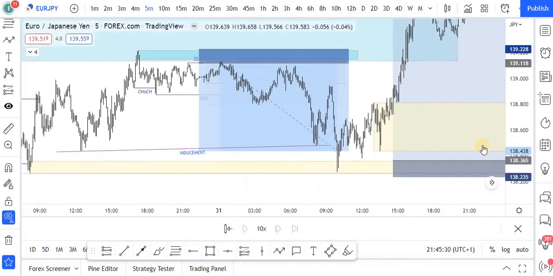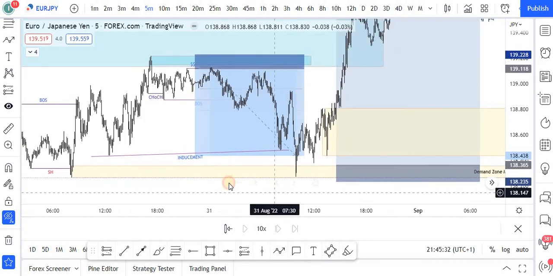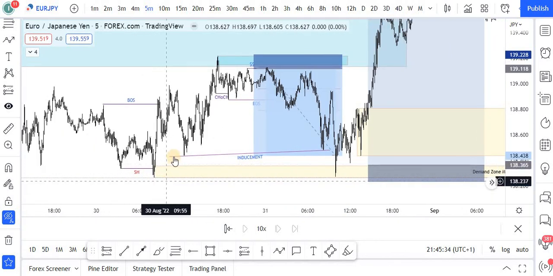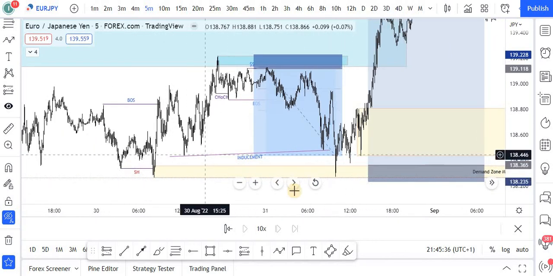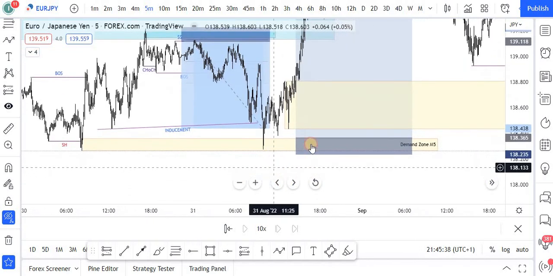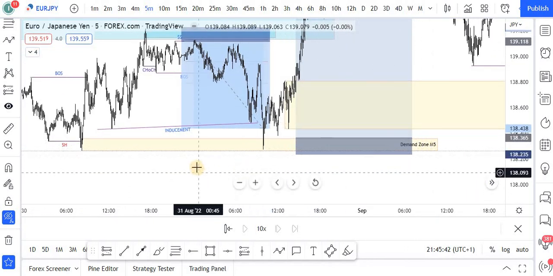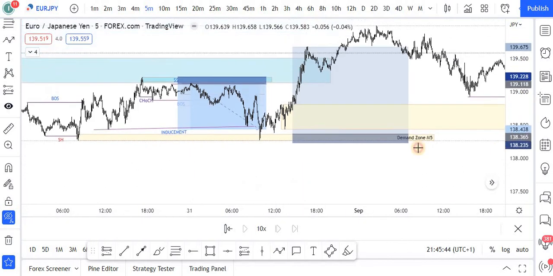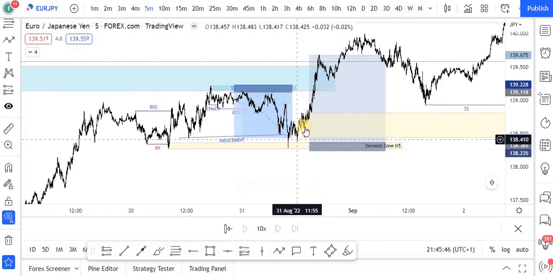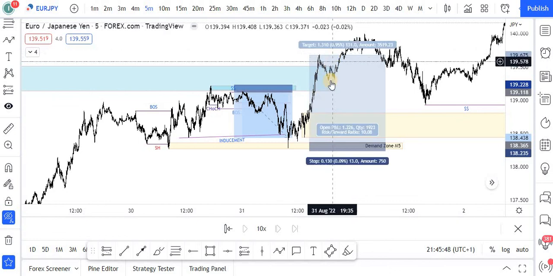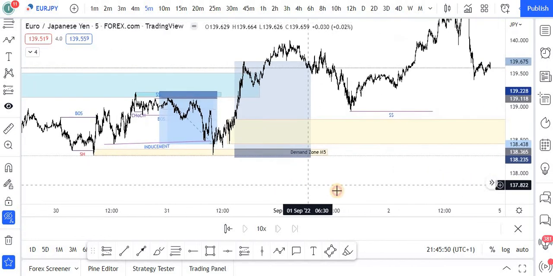And what did we notice here? A great opportunity for us to buy as well. You can see our price tapped into this 5 minutes demand zone and took off. This is where we have this violation.